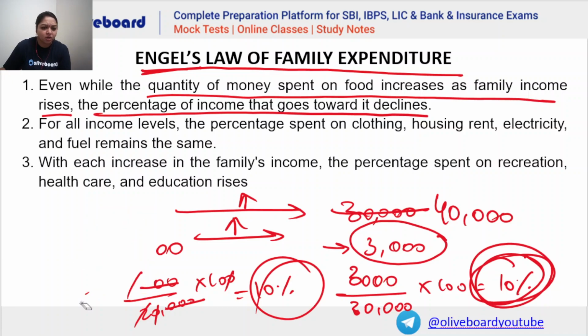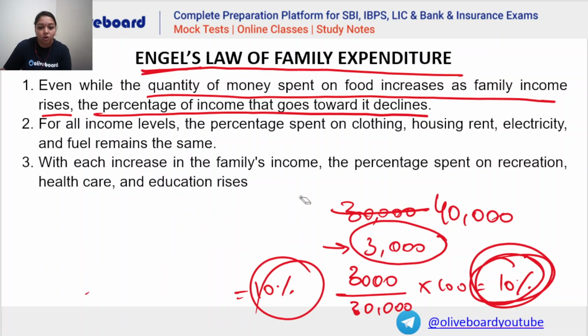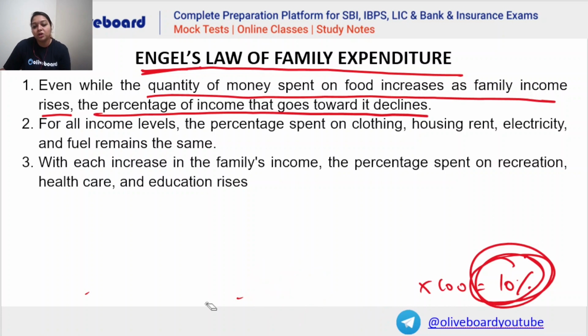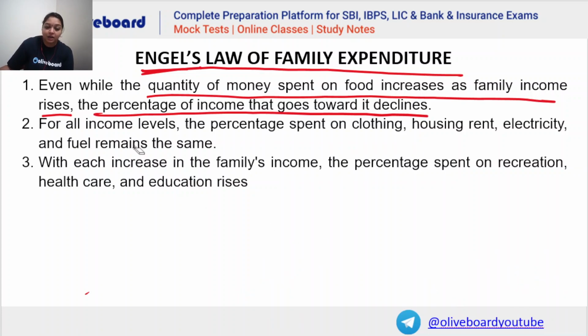Then the second one: for all income levels, the percentage spent on clothing, housing, rent, electricity and fuel remains the same. No matter whether you are rich, poor or middle class, the amount of money you spend on clothes and such is relatively the same. Then with each increase in the family's income, the percentage spent on recreation, healthcare and education rises, right? I think this is obvious. When a family becomes well-to-do, they start spending on other things like education, healthcare and entertainment. So these three are Engel's law of family expenditure, right?